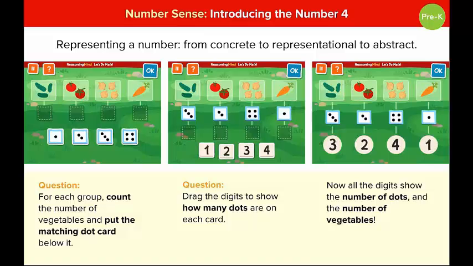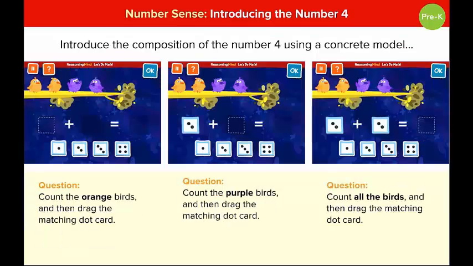So you can see the questions for each group: count the number of vegetables and put the matching dot card below it, drag the digits to show how many dots are in each card. Now all the digits show the number of dots and the number of vegetables. And so now I think we move to a different lesson, but in the same sequence, number composition.